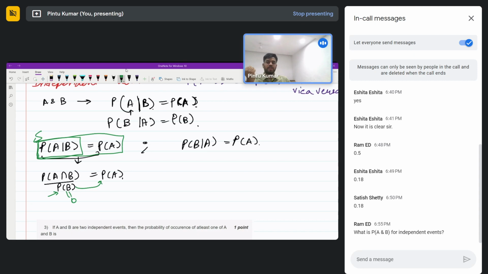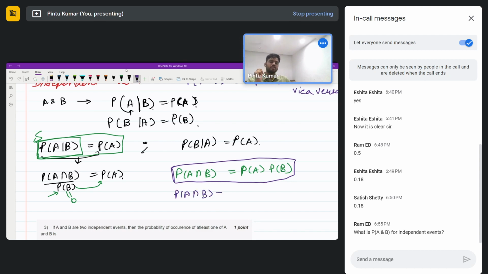They take this expression on the right hand side, so this becomes the probability of A intersection B is the probability of A into the probability of B. This is the alternate formula that is more common and used. So you can define independence in this way also: if you have two events, then the probability of A intersection B is nothing but the probability of A into the probability of B. If you expand the expression of P(A given B), you will obtain this formula.